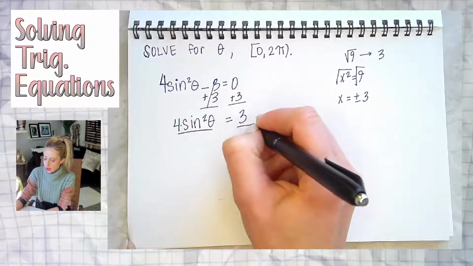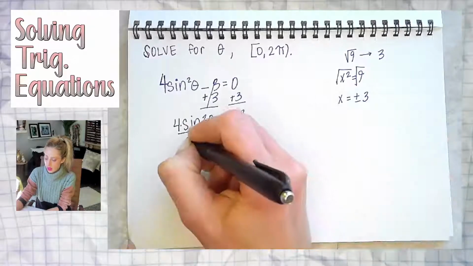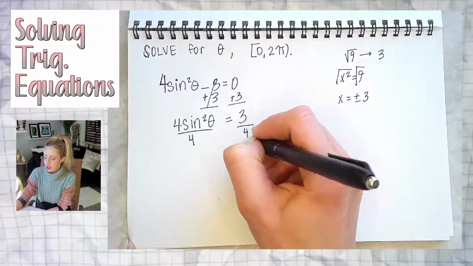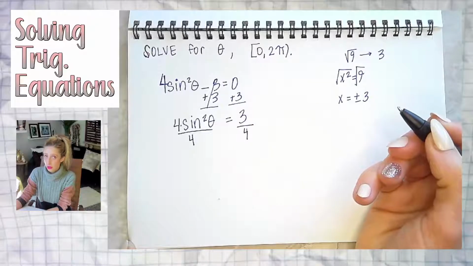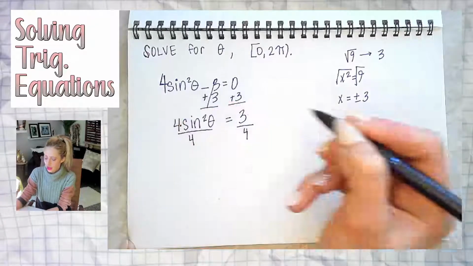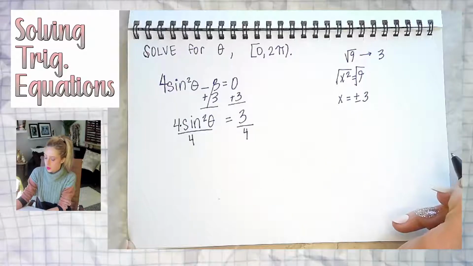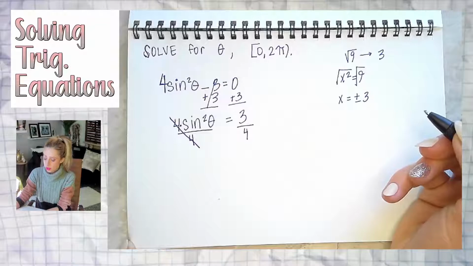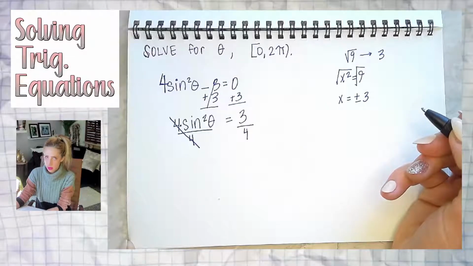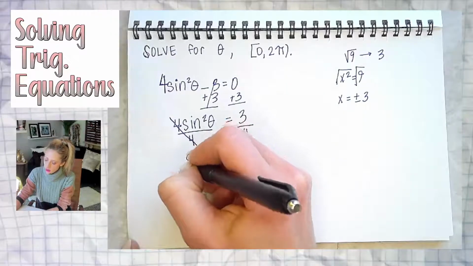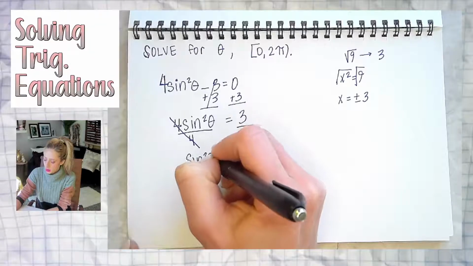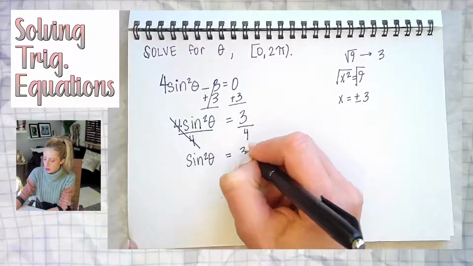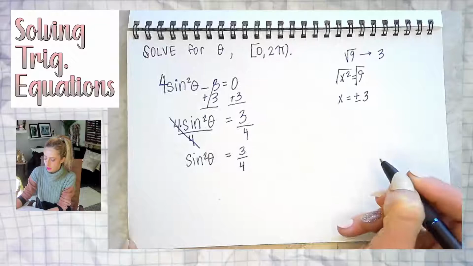Now I'm going to isolate sine squared theta by dividing both sides by 4, since division is the inverse operation of multiplication, and the 4 is attached to that sine with multiplication. This is called simplifying or reducing. It becomes a 1. Do not call that canceling. We are left with sine squared theta equals 3/4. Leave it as a fraction.